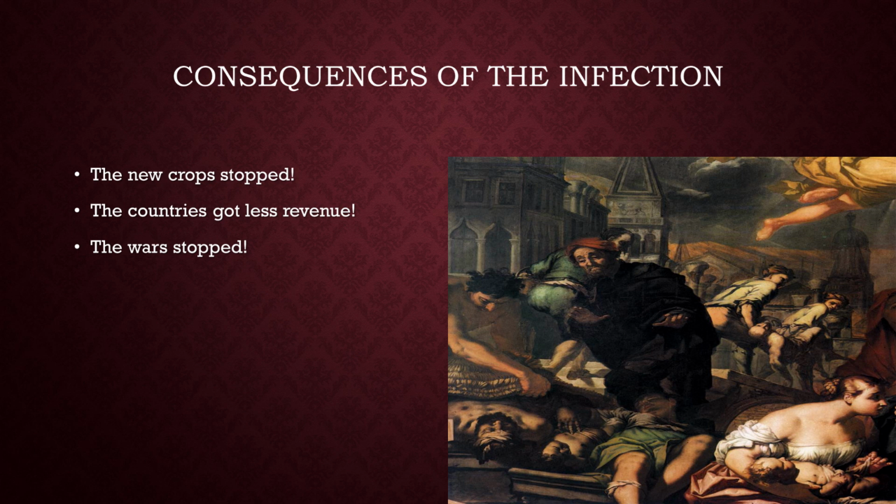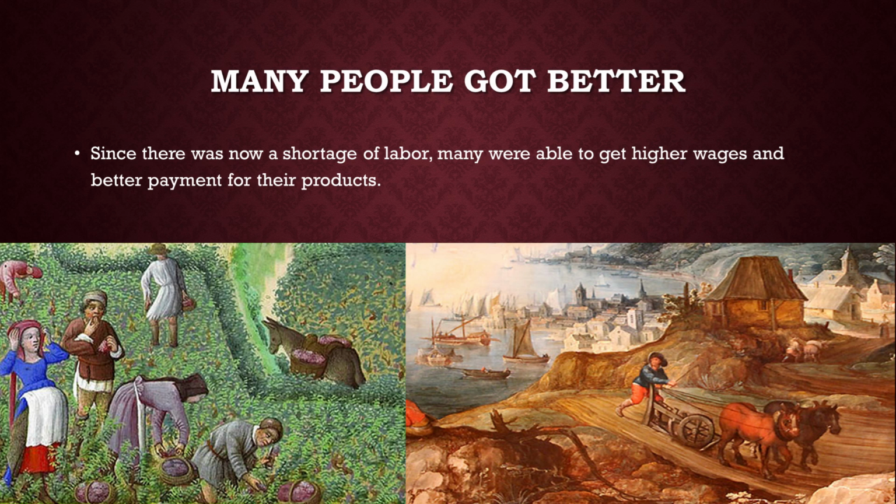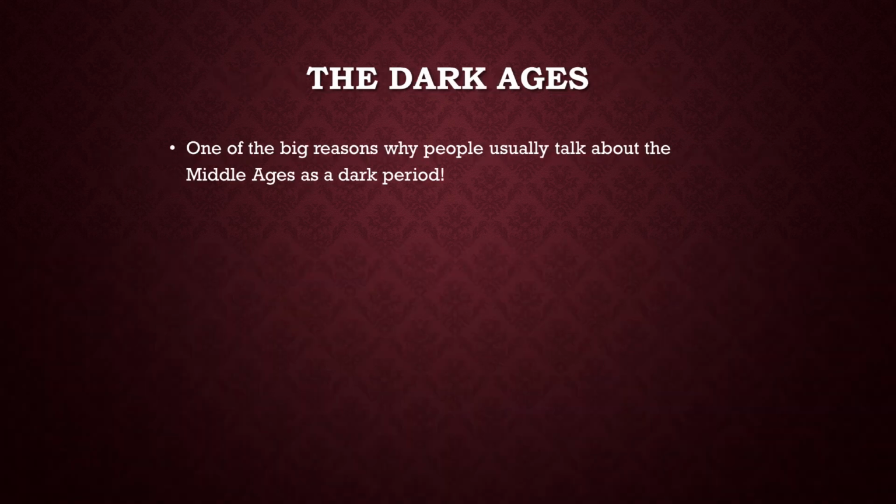Here are some of the consequences of the infection and the Black Death. New crops were stopped. The countries received less revenue. That way they couldn't afford to wage wars like before, so most wars just stopped. And a lot of people died, obviously. But because many people died, many people that survived got better lives after the Black Death. There was now a shortage of labor, so many people were able to get higher wages and better payment for their products. They could also afford to buy houses and stuff like that. The prices of those fell quite rapidly during this time.